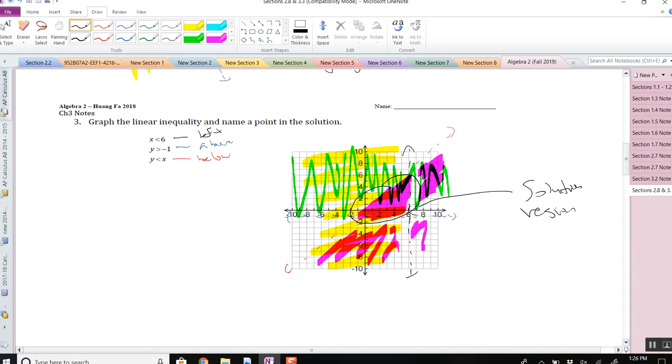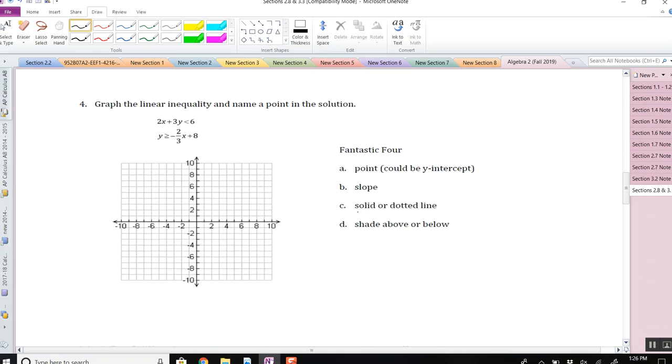We do see that (2, 0) kind of fits in that triangular region that has all the overlapping shaded regions. And (2, 0) would satisfy each of those inequalities. So that's that one.